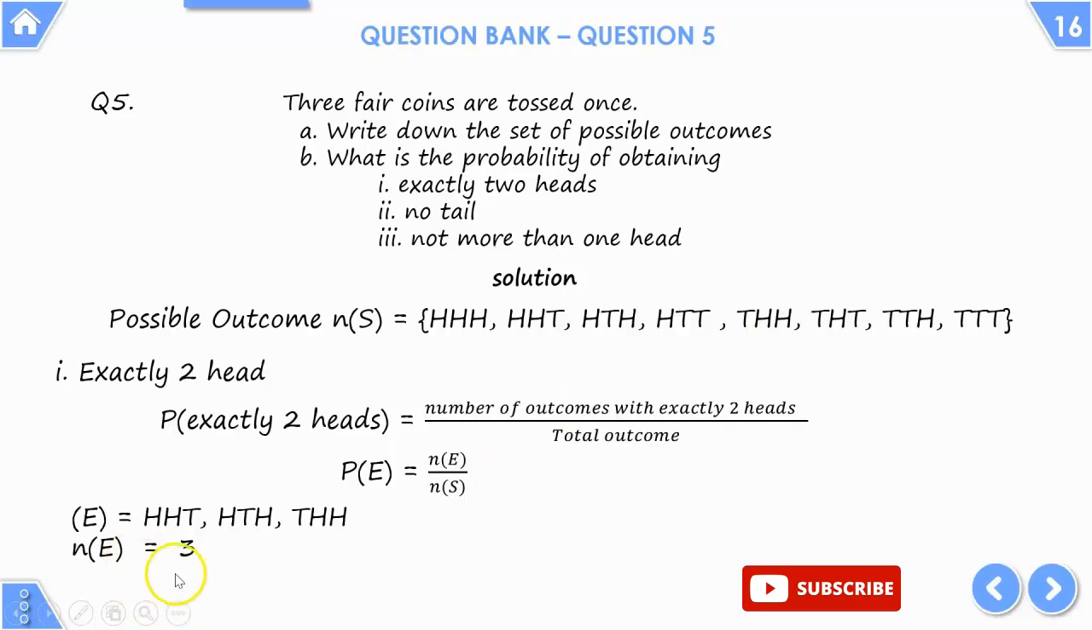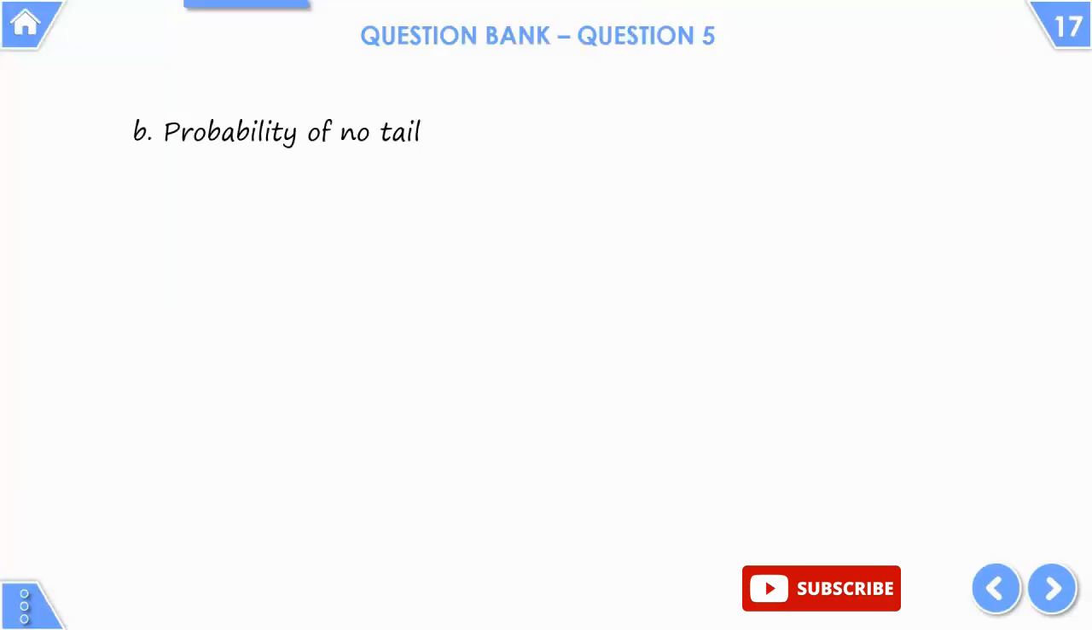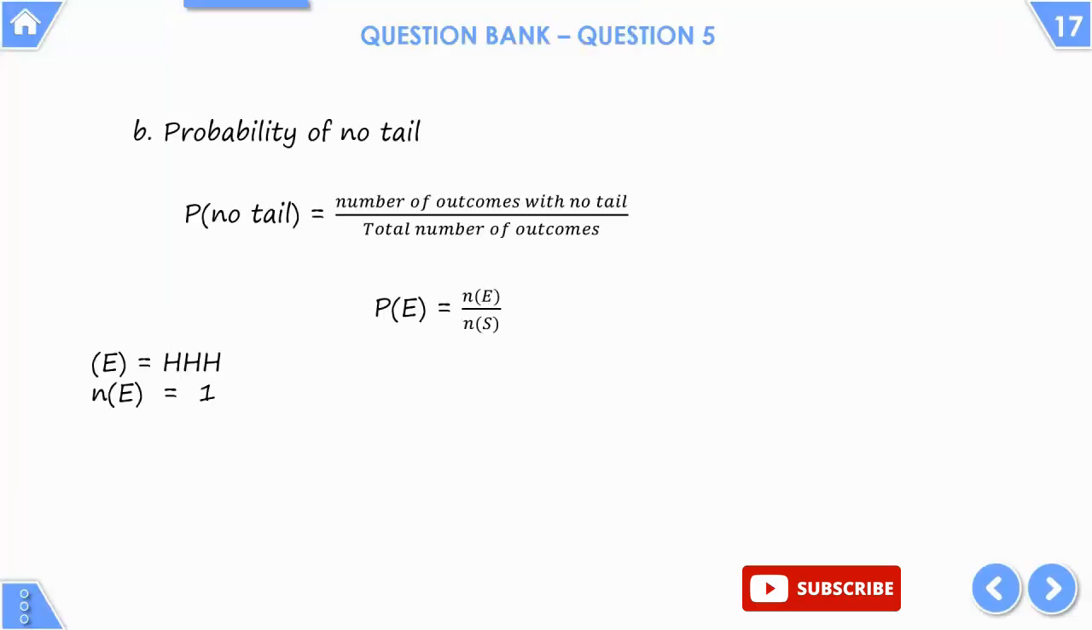You see, that is it here. And then the total outcome is 8 already. So 3 out of 8. We have, right, no tail. The only one with no tail is only head, I guess. So yes, and so 1 out of 8.